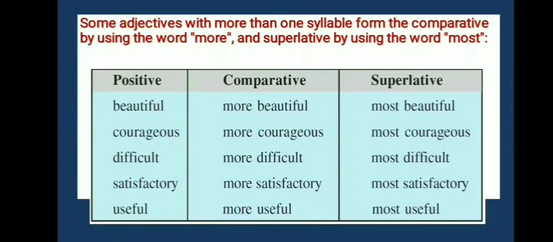Some adjectives with more than one syllable form the comparative by using the word more, and the superlative by using the word most. Let us take some examples. Positive, comparative, superlative. Beautiful, more beautiful, most beautiful.